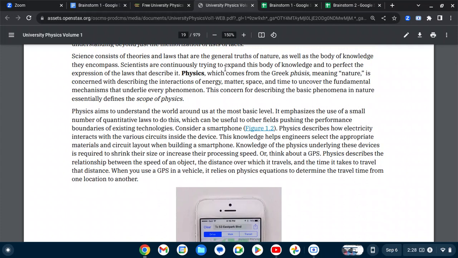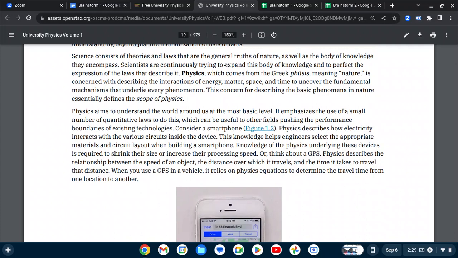This concern for describing the basic phenomena in nature essentially defines the scope of physics. Physics aims to understand the world around us at the most basic level. It emphasizes the use of a small number of quantitative laws to do this, which can be useful to other fields pushing the performance boundaries of existing technologies. Consider a smartphone. Physics describes how electricity interacts with the various circuits inside the device. This knowledge helps engineers select the appropriate materials and circuit layout when building a smartphone. Knowledge of the physics underlying these devices is required to shrink their size or increase their processing speed.